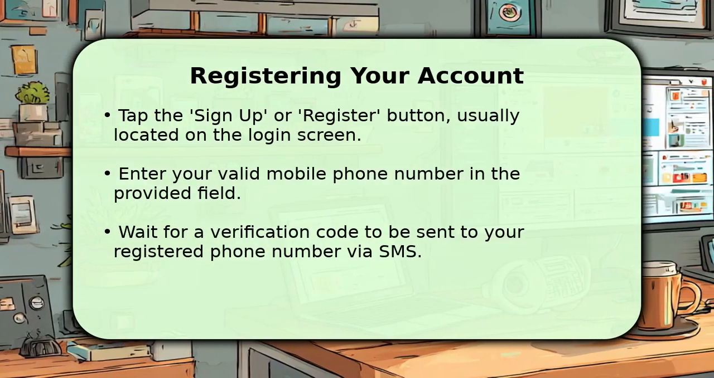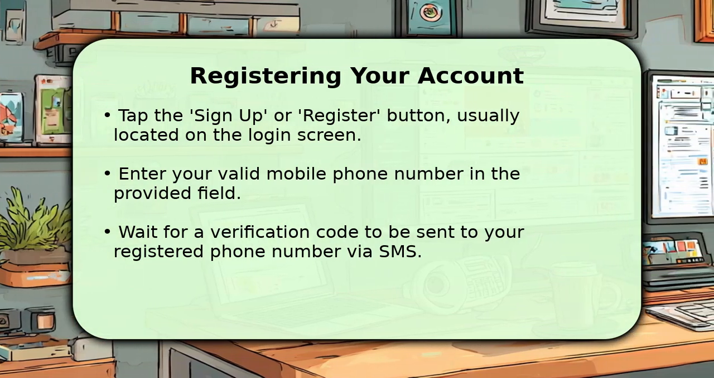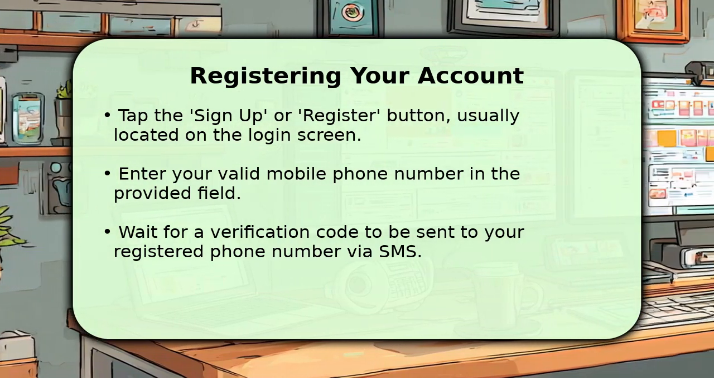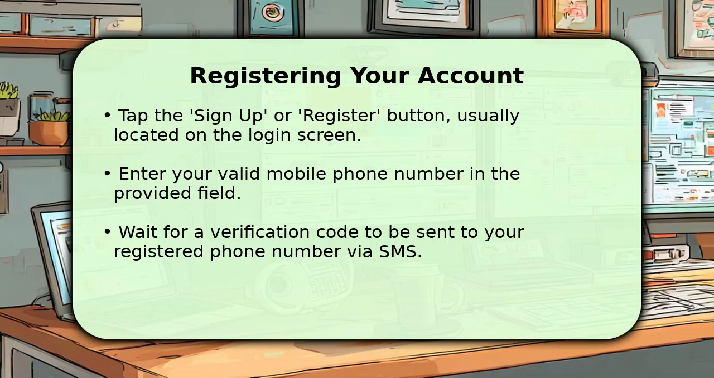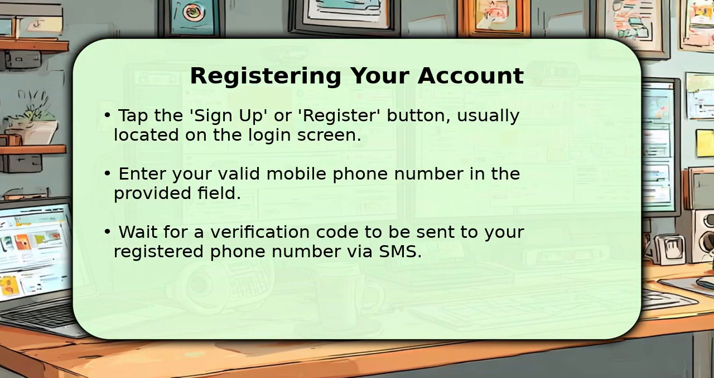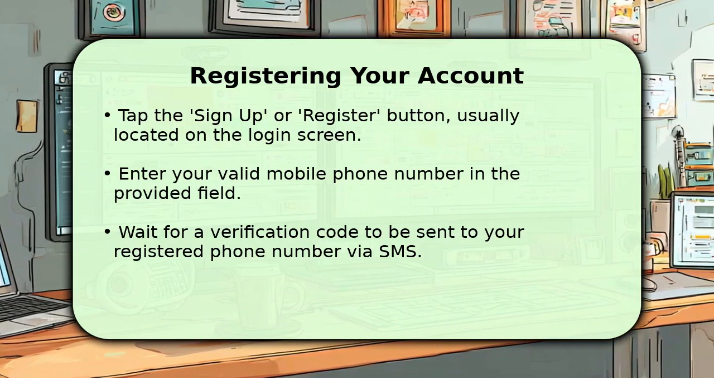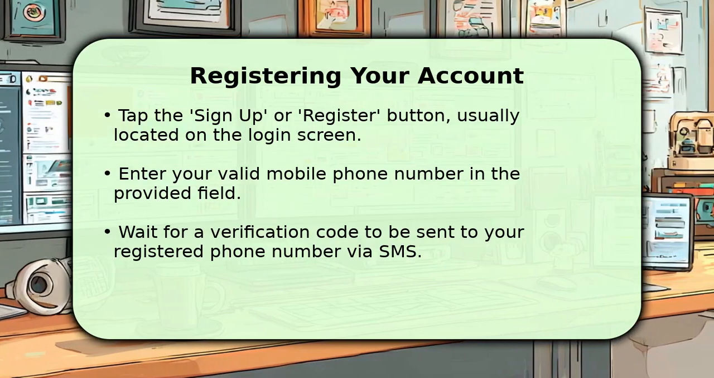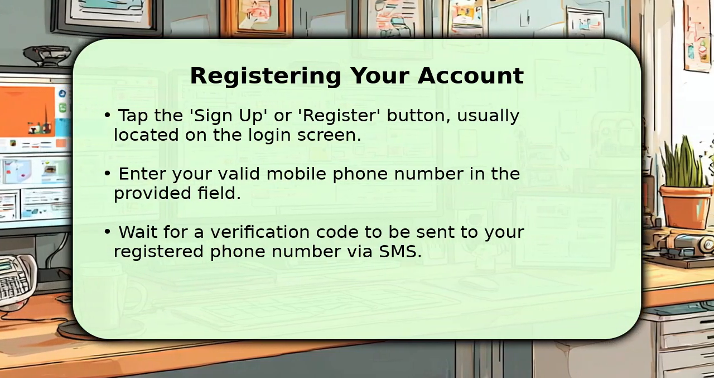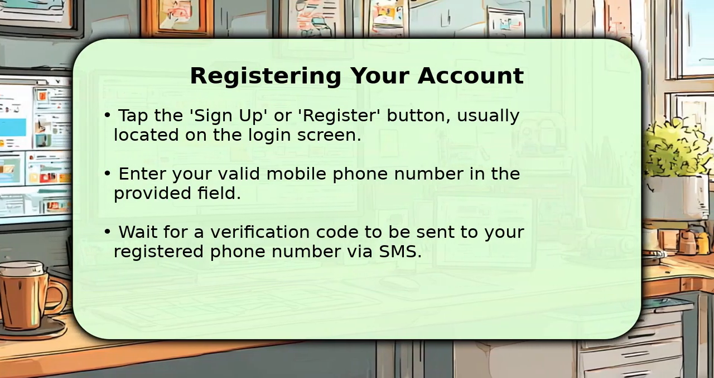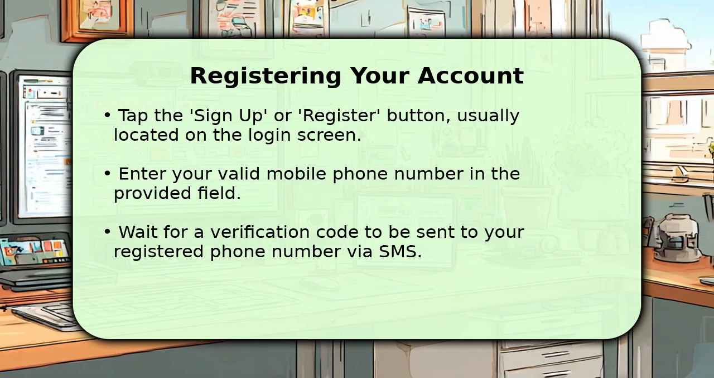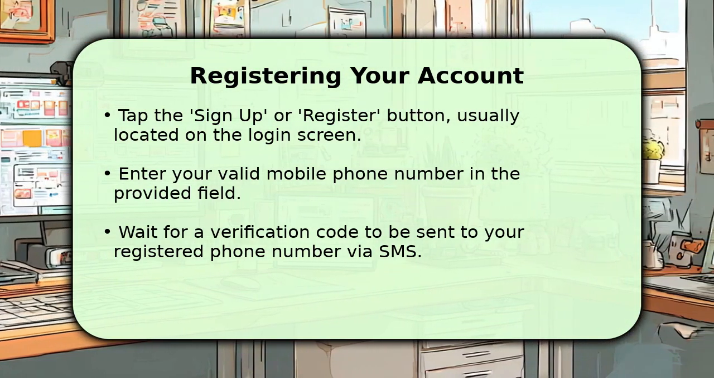Next, tap the Sign Up or Register button, typically found at the bottom of the initial screen. You will then need to enter your valid mobile phone number. Make sure to select your country code correctly before typing your number. A 6-digit verification code will then be sent to this number via text message. Enter this code into the app within 60 seconds to proceed.